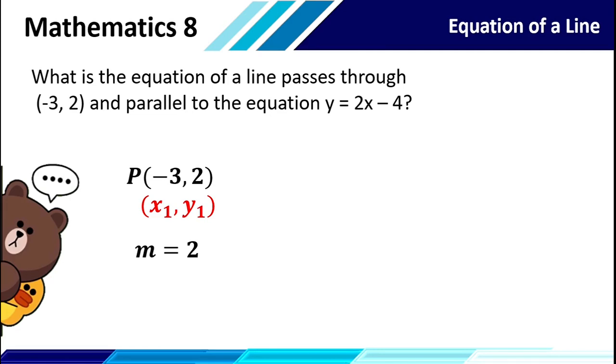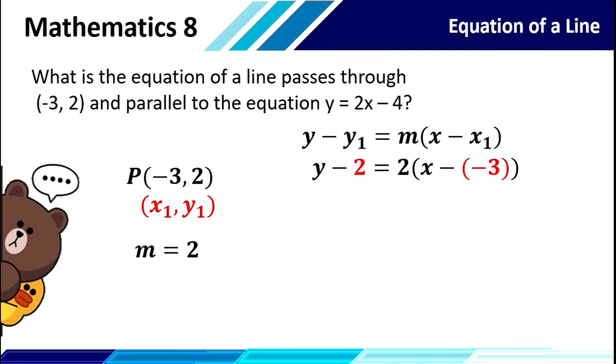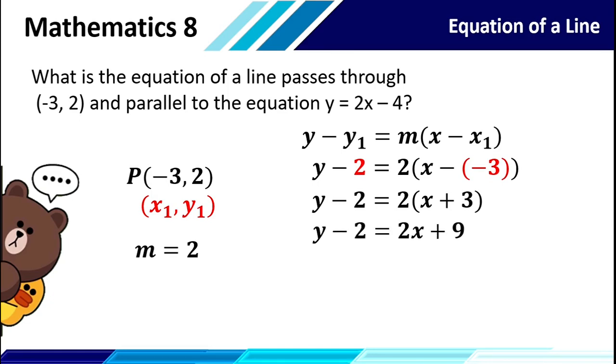Now that we have a point and a slope, we can substitute these into our formula, which is y minus y sub 1 equals m times the quantity x minus x sub 1. So just substitute it, and we will have y minus 2 equals 2 times the quantity x minus negative 3. Let's simplify it further to make it clearer. So we will have y minus 2 equals 2 times the quantity x plus 3. We can now distribute our slope to the factors inside the parentheses. So we will have y minus 2 equals 2x plus 9.